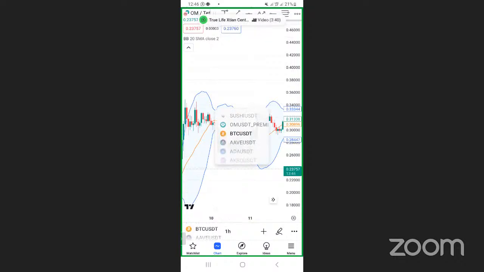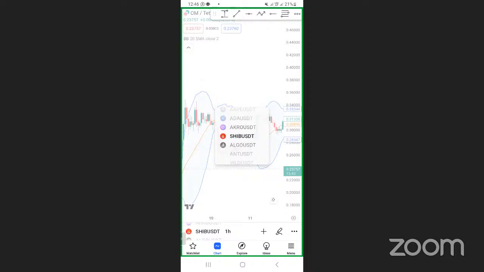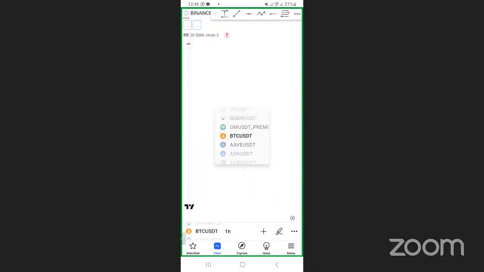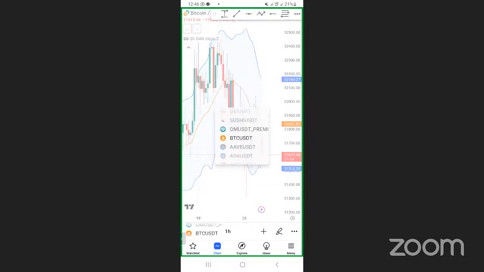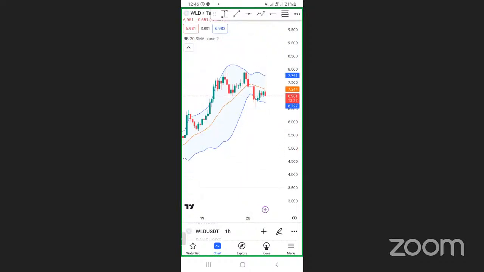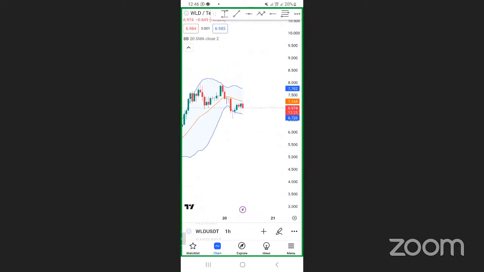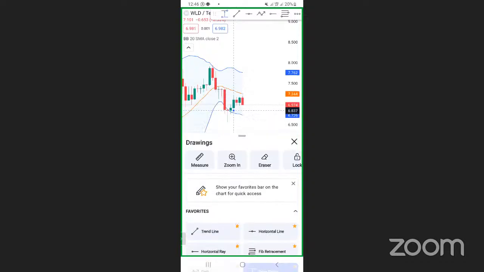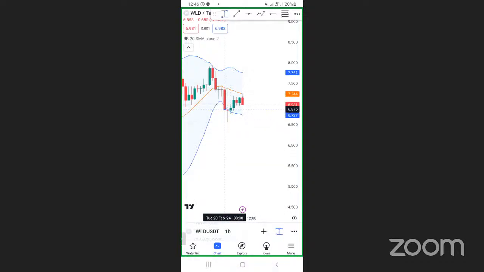Okay, another coin, I think the last one. World Coin. These days it has made a lot of money for us. Let me open its chart. Here we are on the 1 hour time frame. Which opportunity has it just given us? There was an opportunity here. I would have entered around here, targeting the middle band.